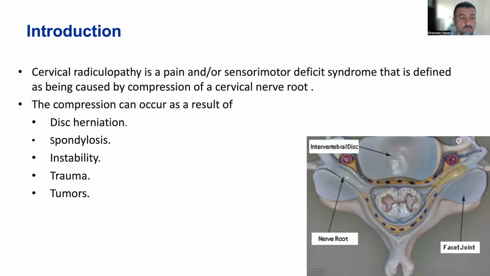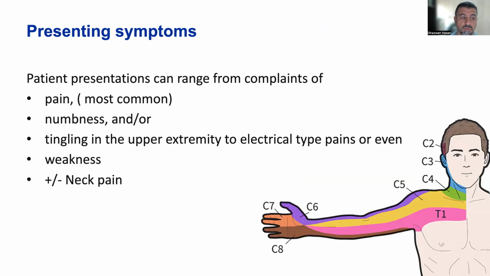So let's dive in. First of all, we have to define cervical radiculopathy as a pain or sensory-motor deficit syndrome caused by compression of the nerve root. This compression could result from disc herniation, spondylosis, instability, trauma, tumor, or any other cause. The presenting symptom is pain with a dermatomal distribution according to the affected nerve root, and could be numbness or tingling in the upper extremity, electrical-like pain, or even weakness in advanced cases. Neck pain might be present or not, and it is not a cornerstone symptom in this condition.